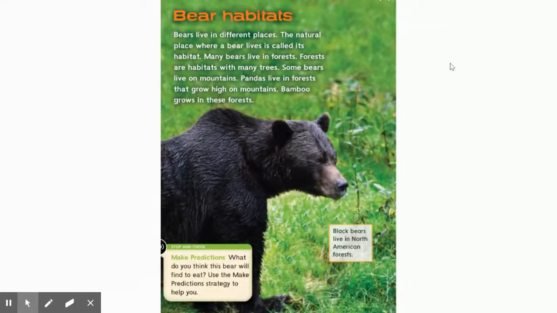Bear habitats. Ooh, tells me all about the different places that bears can live. Some bears live in mountains, some bears live in forests, some live near bamboo forests, the panda bear. So different bears have different habitats. They live in different places. Again, a great fact and information about bears, but it does not tell me any information about bears and baby bears. So I'm looking for information about both. I'm going to continue looking.